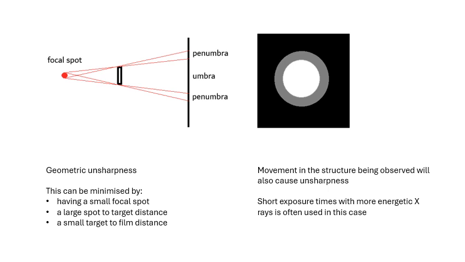You can minimize that a few ways. You have a small focal spot. You have a large distance between the spot and the target, and then you have a small distance between the target and the film or the detector. So you can control the amount of geometric unsharpness, these fuzzy edges. Another reason that the edges may be fuzzy is if the patient actually moves. If you're taking an X-ray over about 5 seconds, you don't want any movement whatsoever. So if you're looking at something which may be moving, for example, the heart, then a short exposure time with more energetic X-rays would be used.